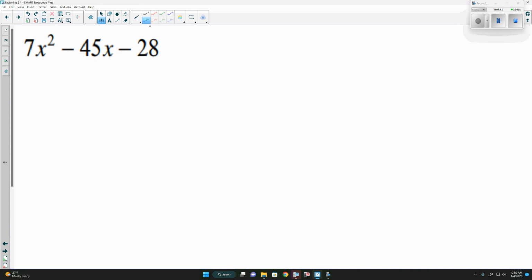Now, when we look at this one here, is there a greatest common factor between these three terms? Is there a number that will go into all three? Because 7 does go into 7x squared and 7 does go into 28. The question is, will 7 go into 45? 7 times 7 is 49. 7 times 6 is 42. So it is close, but it's in between them. Unfortunately, it doesn't. It would be nice if 7 did go into all three, because it would make the numbers a little bit easier to work with. But since it doesn't, we can't factor anything out, because we don't want to factor a number out and get a decimal in the middle.